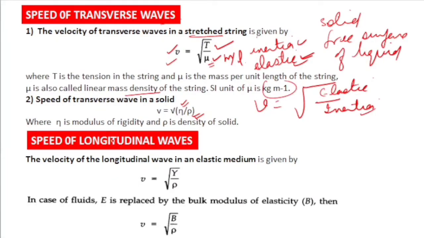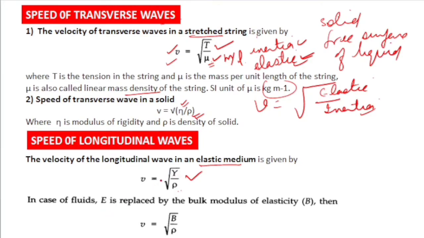In the same way, what is the speed of longitudinal waves? Longitudinal waves can travel through all solids, liquids and gases. In the case of an elastic medium, it is given by under root Y by rho. This rho is density, Y is Young's modulus of the medium. So rho provides the inertial factor, and Young's modulus provides the elasticity factor.